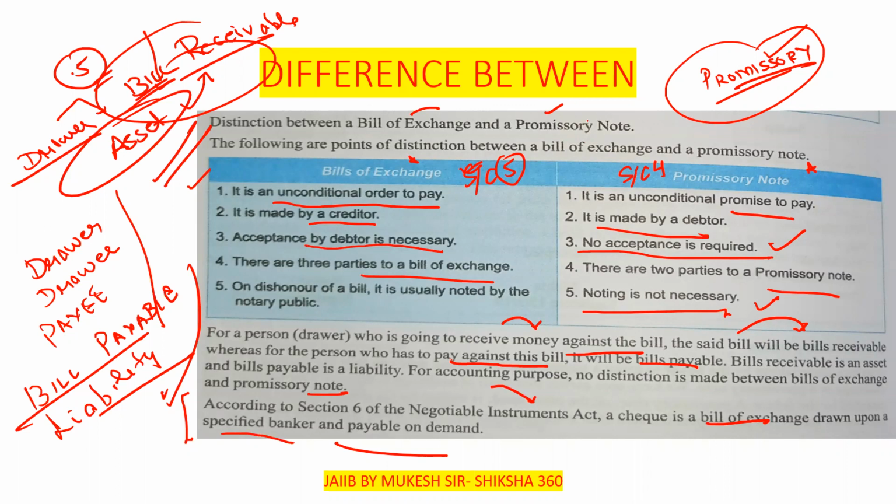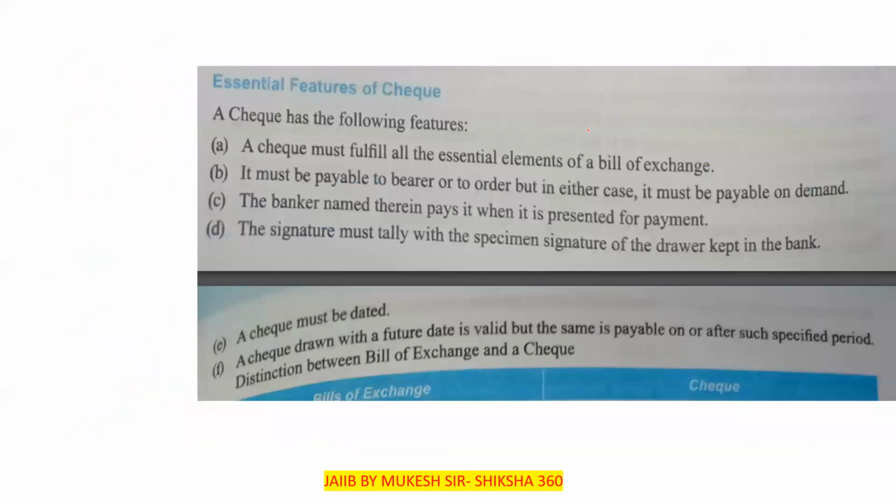Now let's discuss some of the important features of the check. A check must fulfill all the essential elements of a bill of exchange. It must be payable to the bearer or to the order, but in either case, it must be payable on demand.